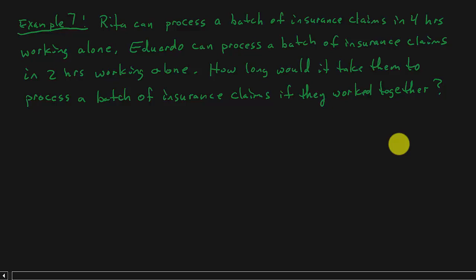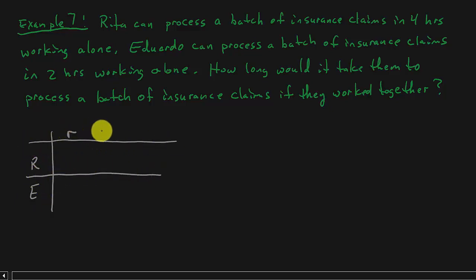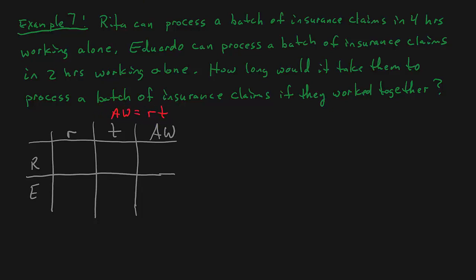All right, so this is an amount of work problem. So on these, I would make a table. So we've got Rita and we've got Eduardo. And I've got rate, time, and amount of work. And your formula, amount of work is equal to rate times time. All right, so now let's fill out the table.